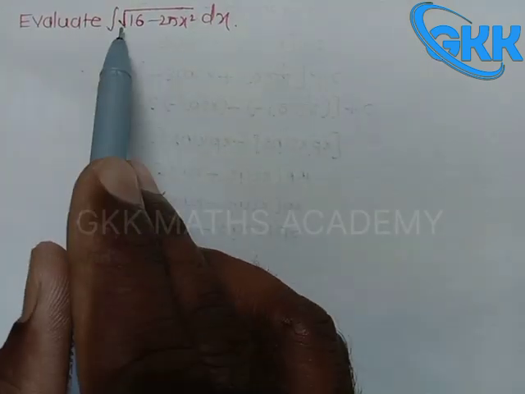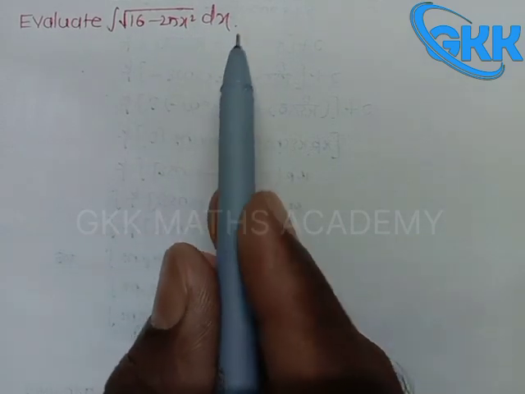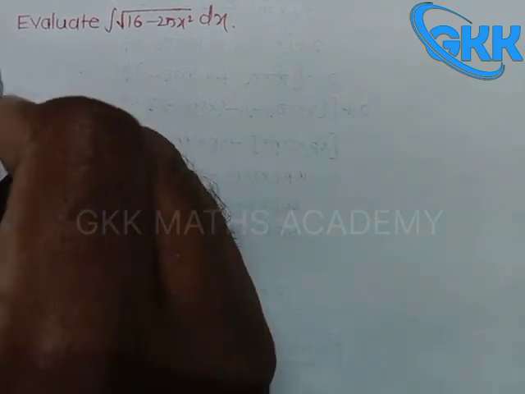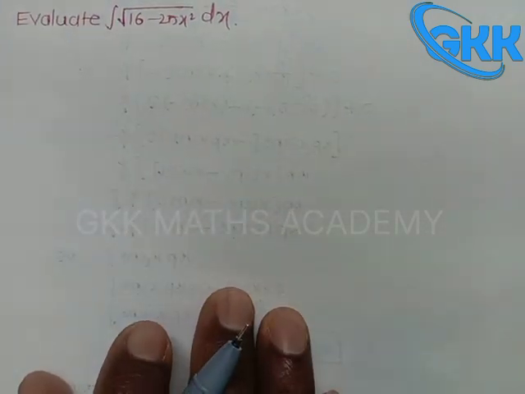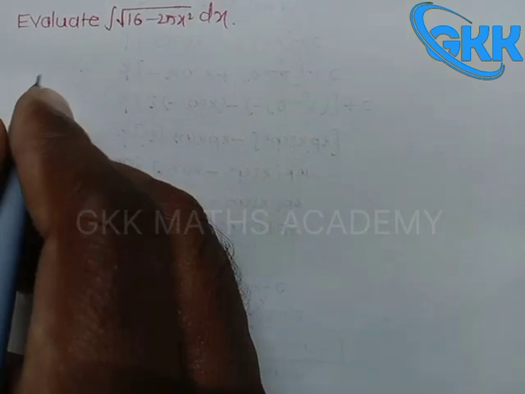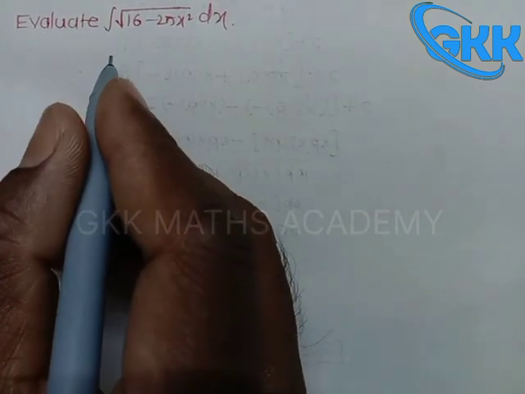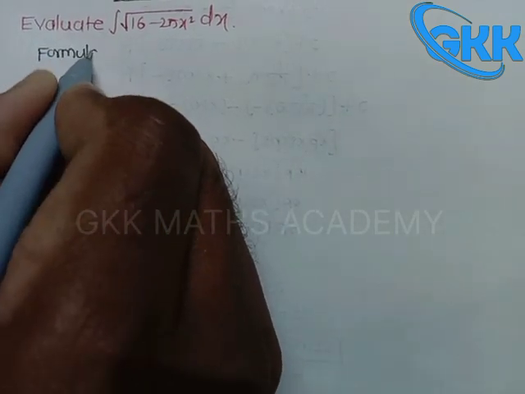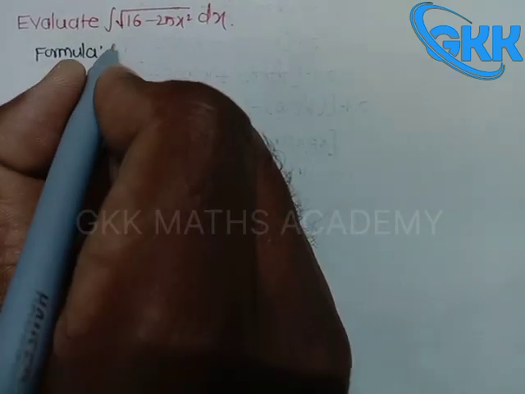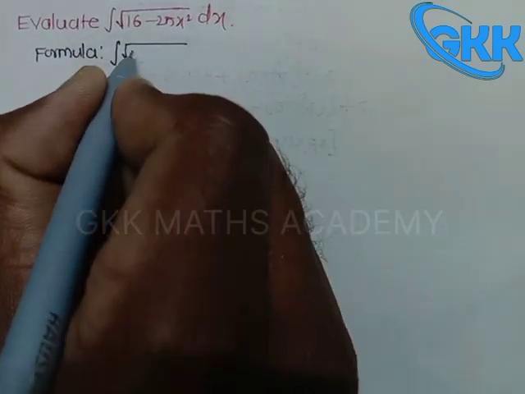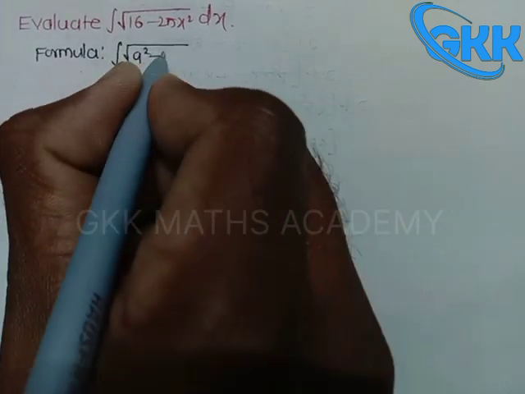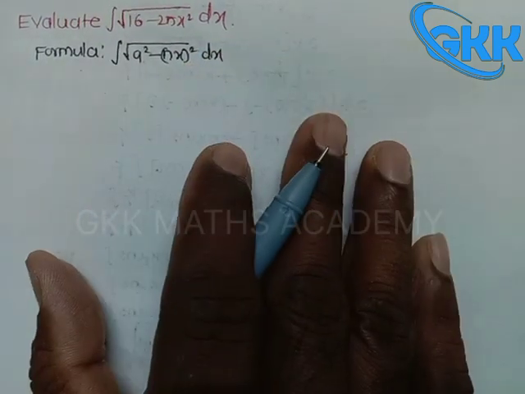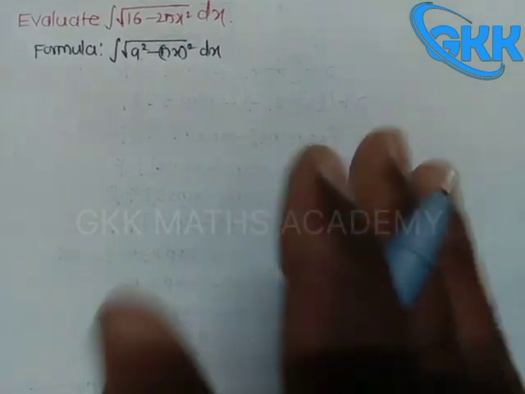Evaluate the integral of the square root of 16 minus 25x square dx. We already discussed this previously, but we are using one more formula. Some students may feel there are more steps, so to get a simpler simplification we do the problem again by another method. The formula is the integral of the square root of a square minus nx whole square dx.